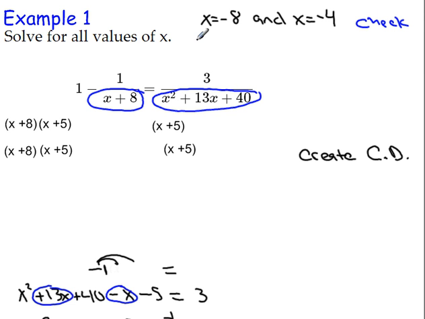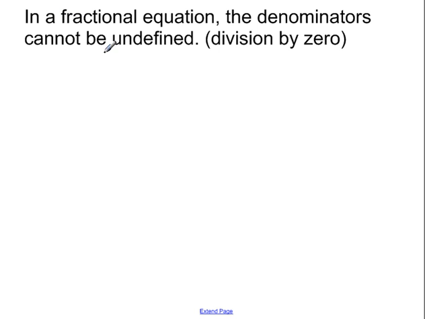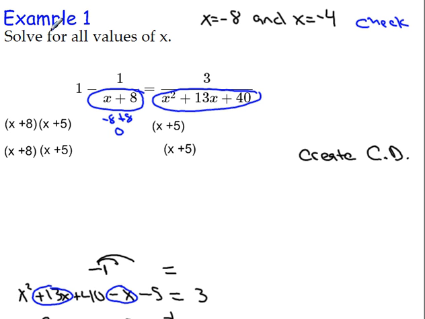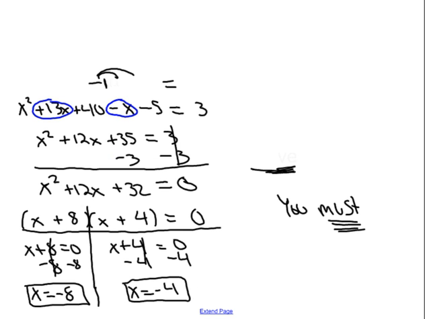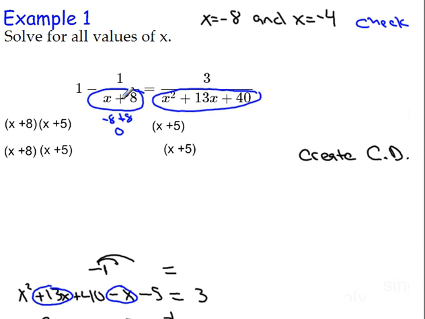So what happens when you check with the -8? Well, -8 plus 8 is 0, so you get 1 over 0 here. That's no good. The denominators cannot be undefined. You cannot have division by 0. So what happens with the -8? It must be rejected. It automatically gets rejected because when you plug it in, it gives you an undefined fraction. It gives you division by 0.